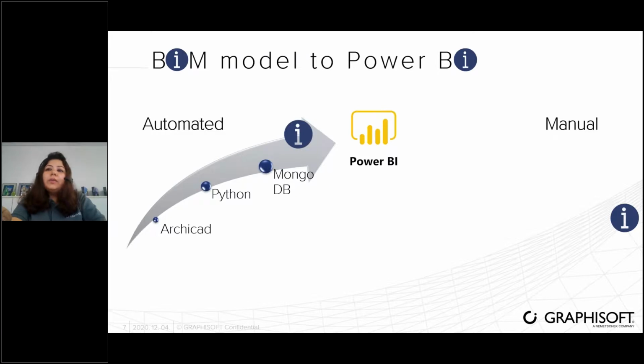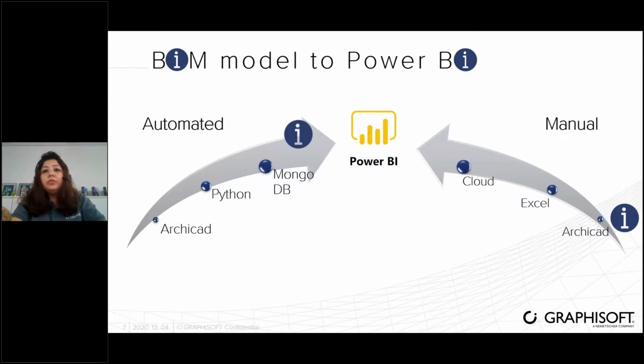The other one is manual. From ArchiCAD, we are going to export the information in the form of Excel, and then we are going to store that information in other cloud platforms like OneDrive or SharePoint, or whichever is useful to you.